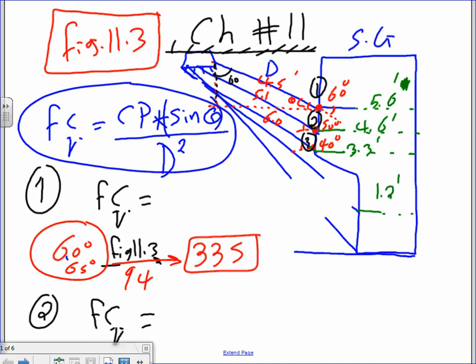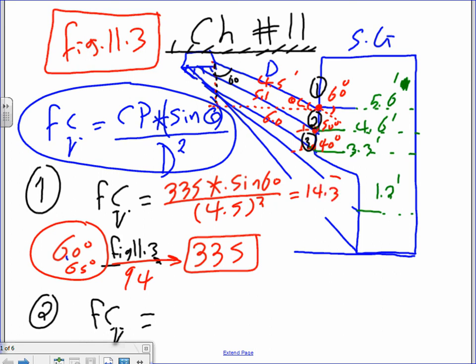Then you drop it in here. So you have 335 multiplied by, oops, not cosine, sine 60 and divided by the distance. The distance for the 60 degree is 4.5 squared. When you do the math on this one, you're going to end up with 14.3. Any comments, guys? Any questions? That's 14.3 foot candle at the face of this switchgear. Very easy, very simple.